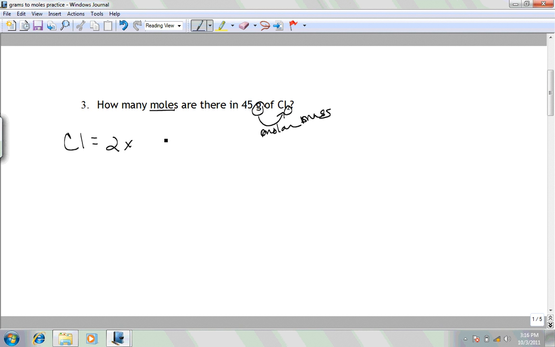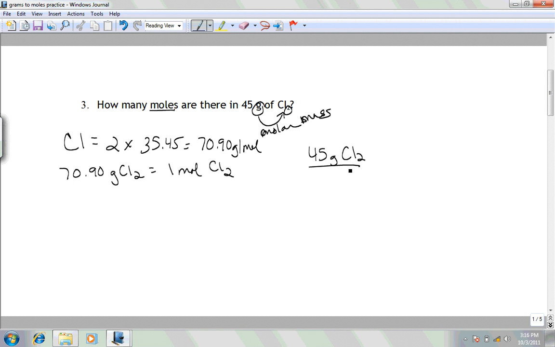35.45 is the molar mass. That is equal to 70.90 grams per mole. That means 70.90 grams of chlorine is equal to 1 mole of chlorine. So we put 45 grams of Cl2 over 1. Grams of Cl2 on the top, that means I want to put grams of Cl2 on the bottom.